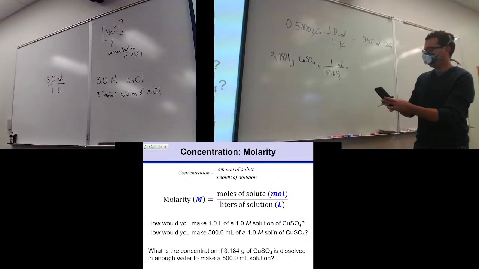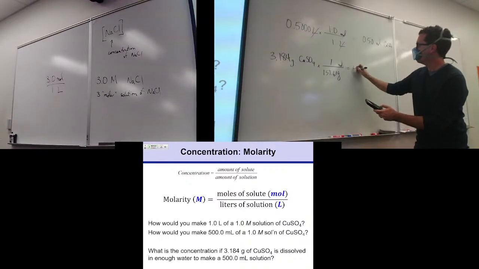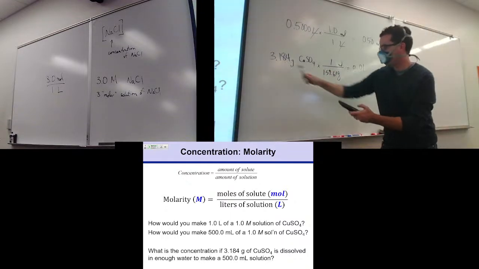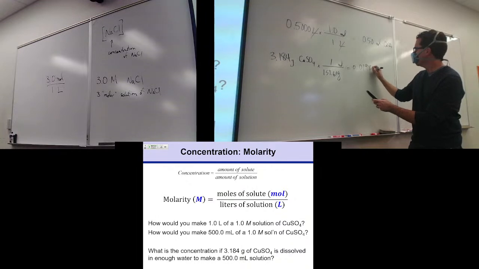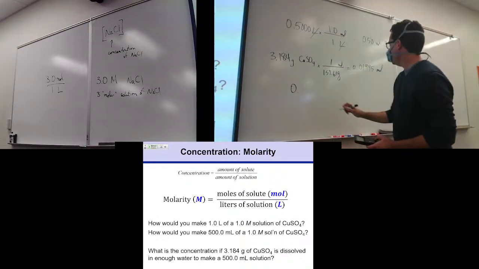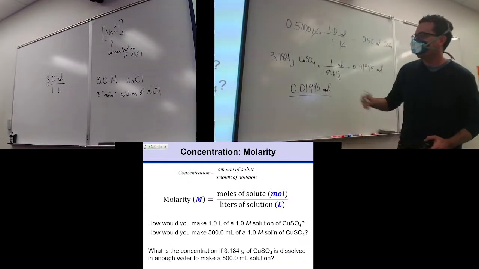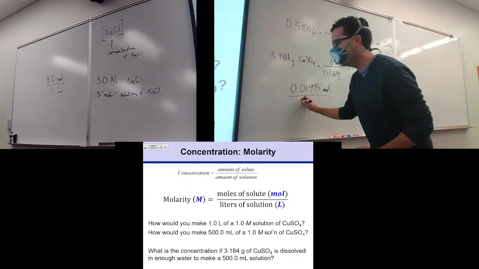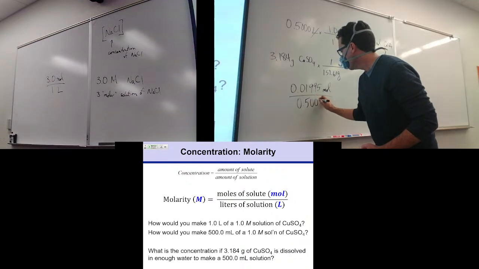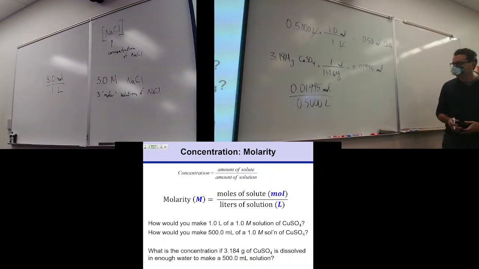So 3.184 divided by my molar mass is 0.01994. I've got 4 sig figs, so 0.01995. So that's how many moles of copper sulfate I have. I'm going to dissolve that. That's my solute. And I'm going to dissolve it in enough water to make 500 milliliters. So I'm going to divide this by the amount in liters. Divide 500 milliliters by 1,000, you get 0.5 liters.